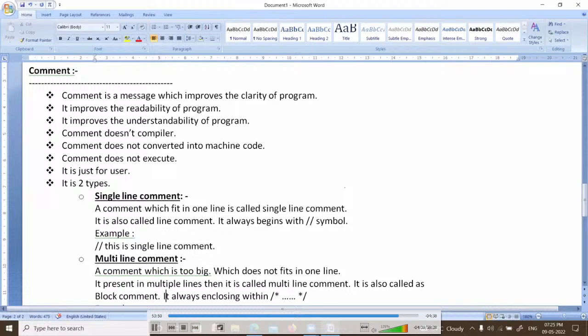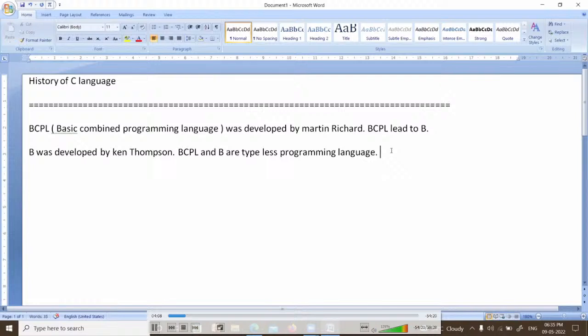What is the meaning of typeless? Typeless means there are no data types. Data types are not there in these two languages. In C language, you can find character, integer, float, double, four data types. In these languages, there are no data types, so it doesn't support any data type. So they are typeless programming languages.